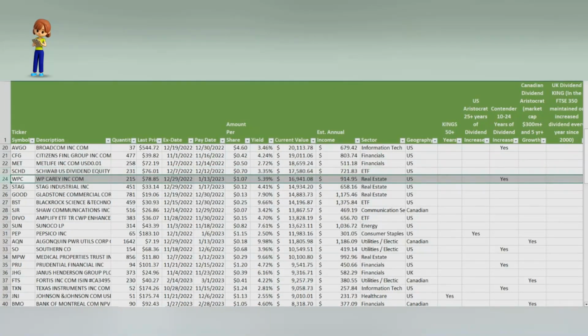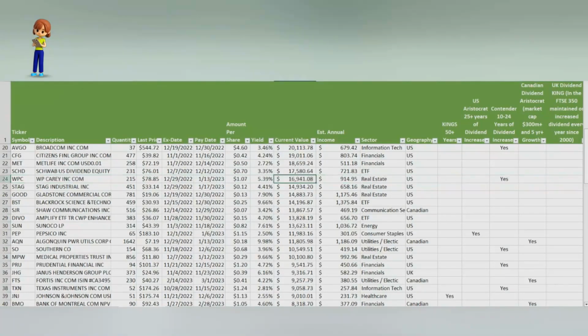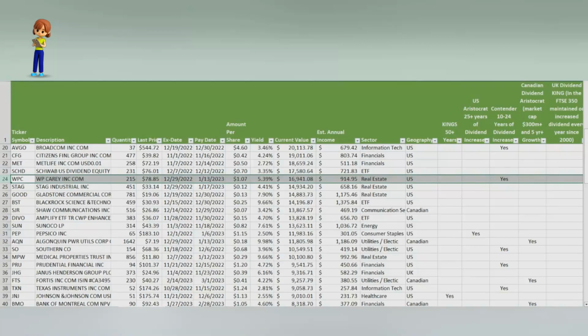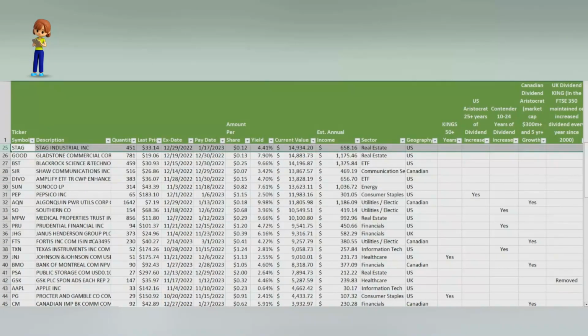Awesome. WPC is my next position, a great little REIT with 215 shares, almost $17,000 worth. It generates just over $900. A nice REIT that is also a dividend contender. DAG is my next position with just over 450 shares. It's generating just over $650 a year.